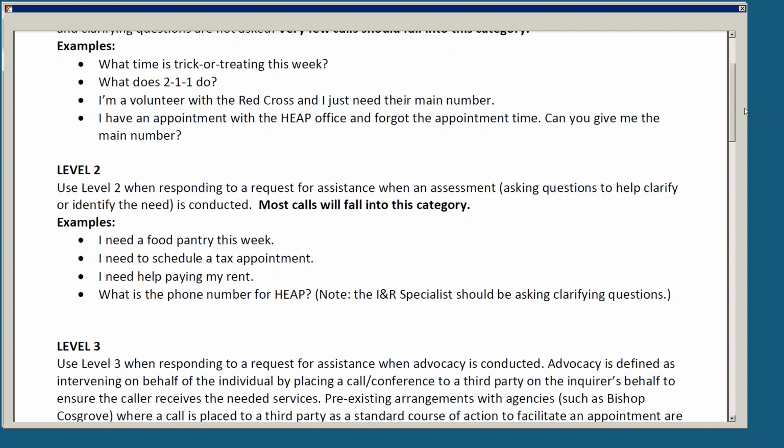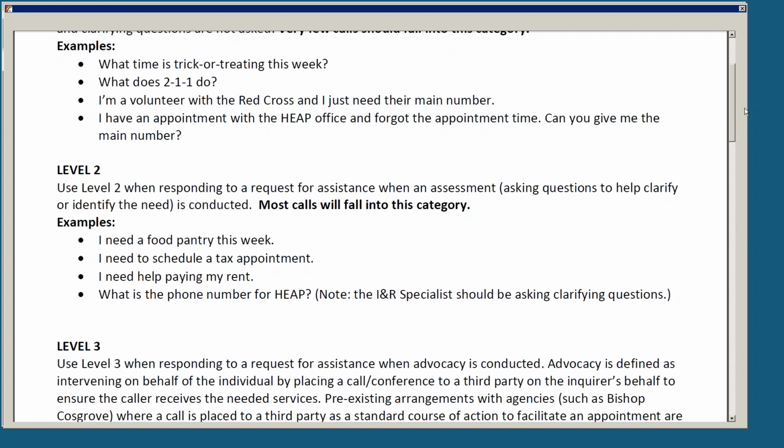So to talk about this a little bit more, if someone's asking for the phone number for HEAP, we want to clarify to make sure it is in fact HEAP that they're trying to get a hold of. As you may know, many of our callers confuse HEAP and PIP, and they don't know the difference. And so we want to clarify, is it in fact HEAP or do they need a payment plan?